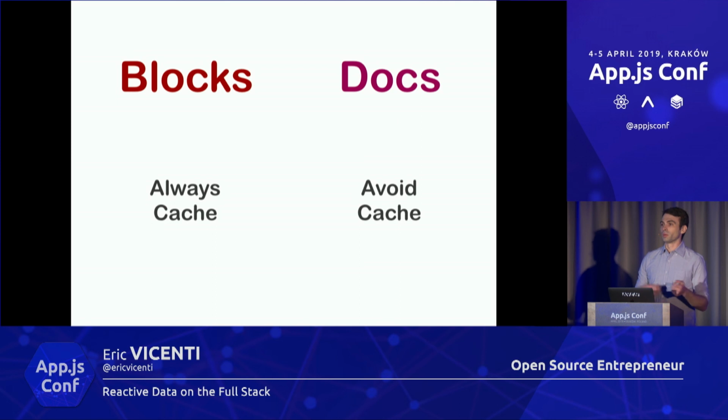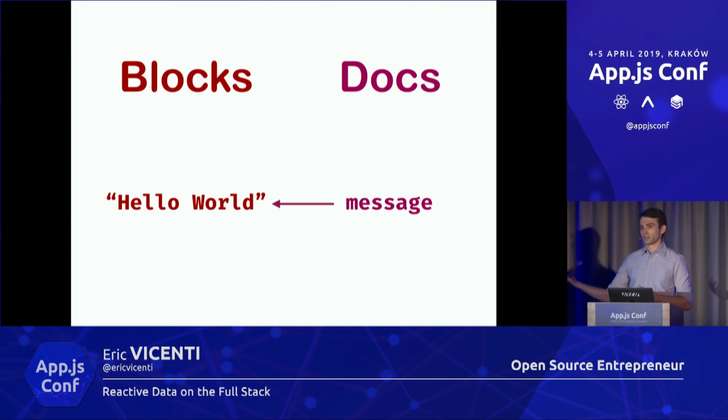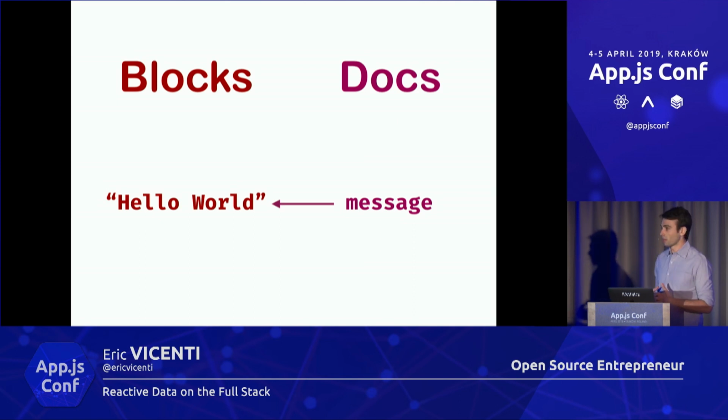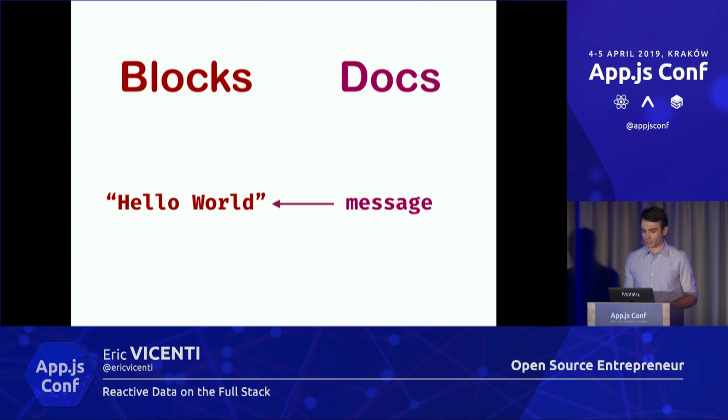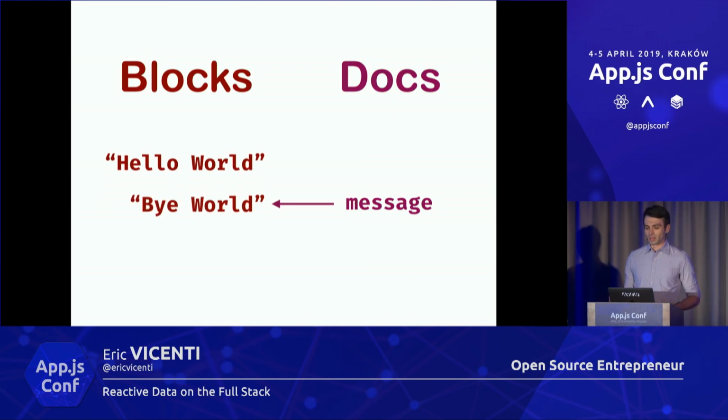But when you go offline, you still want to keep a doc around so that you can show something to the user. So we've talked a little bit about this fluffy stuff. Let's talk about where we're actually going to save this. First, let's take a look at an example doc and an example block. Here we have a doc named message, and it refers to the hello world block. And if we want to change the message, we're going to upload a new block and switch the reference over.